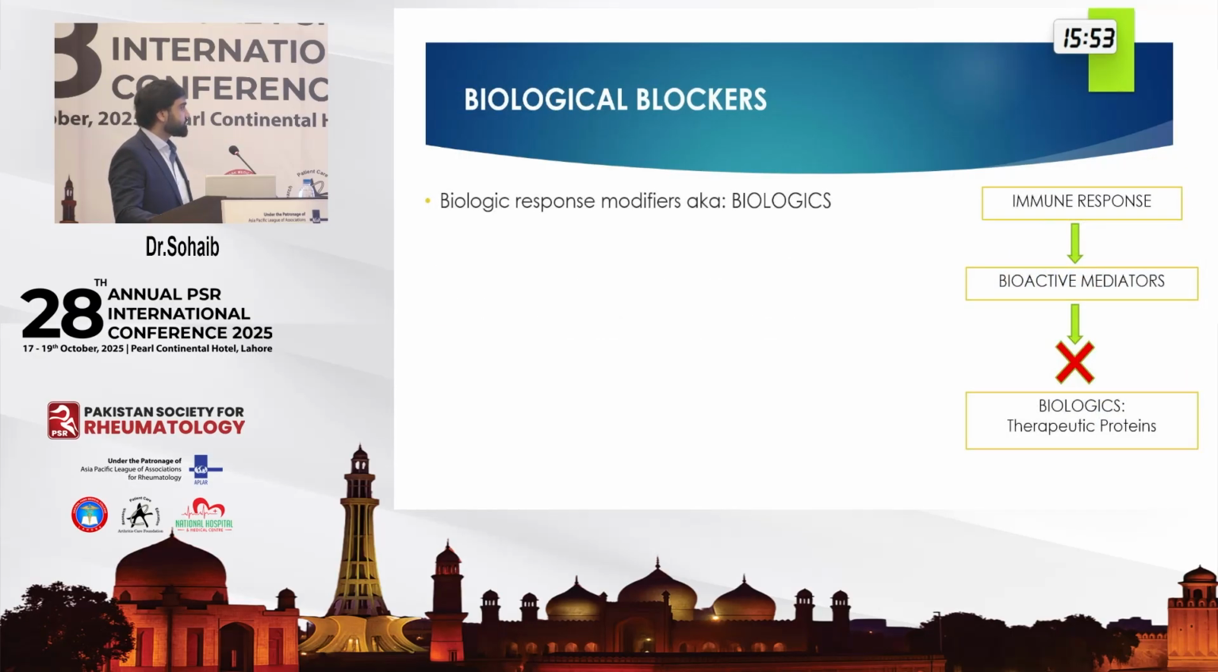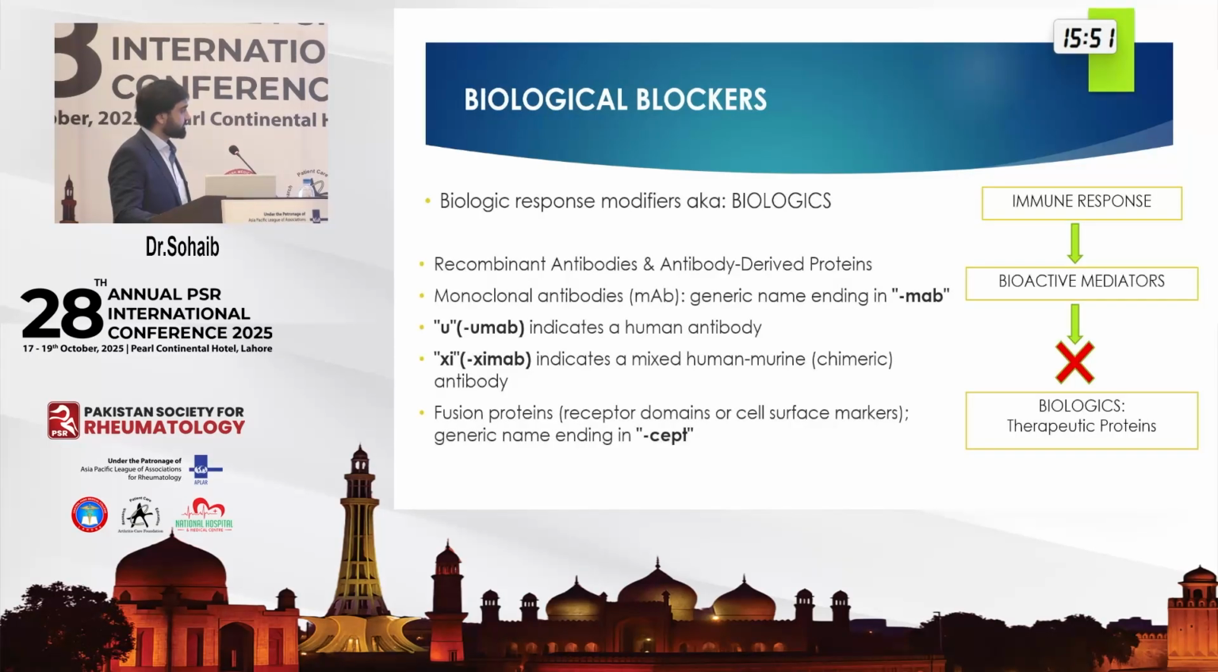Quickly talking about the biological blockers that are there. These are recombinant antibodies or derived proteins. Since they're monoclonal antibodies, they end with MAB. I'm sure the rheumatology council knows everything, but I'm talking from the perspective of an ophthalmologist. If it ends with UMAB, it's a human antibody. If it ends with ZMAB, it is humanized. Murine was used with it.